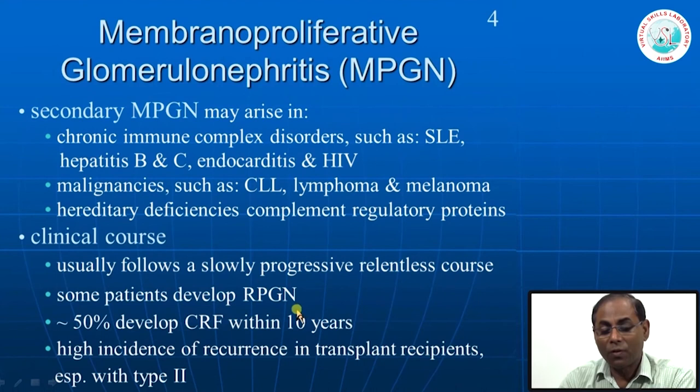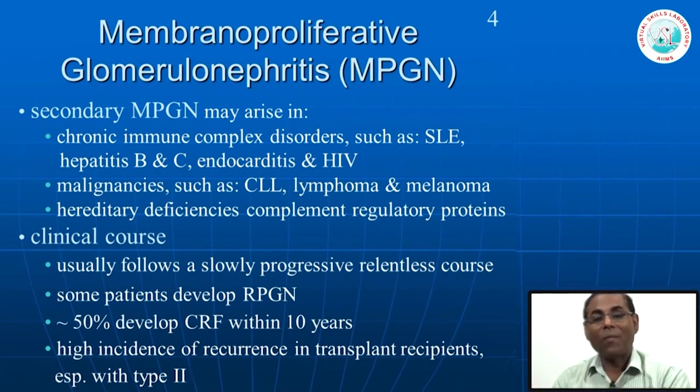Clinical course usually follows a slowly progressive, relentless course. Some patients develop rapidly progressive glomerulonephritis, and I think around 50% develop chronic renal failure within 10 years, and there is a high incidence of recurrence in transplant recipients, particularly with dense deposit disease. So, what is the importance of diagnosing accurately these types of glomerulonephritis? This is very important for long term prognosis determination as well as for transplantation suitability.